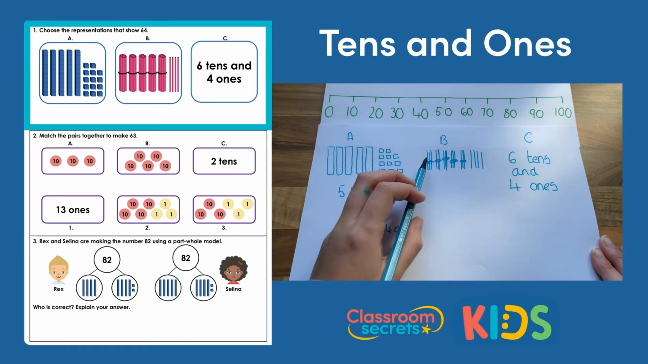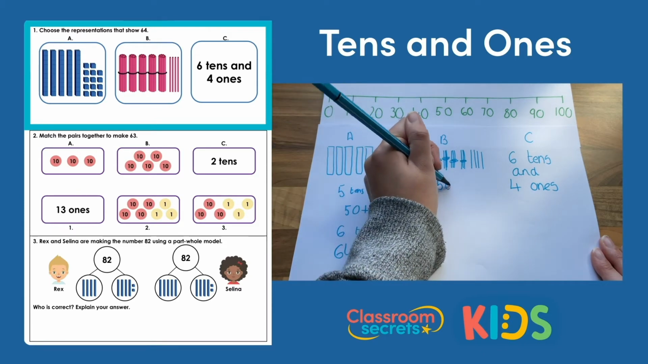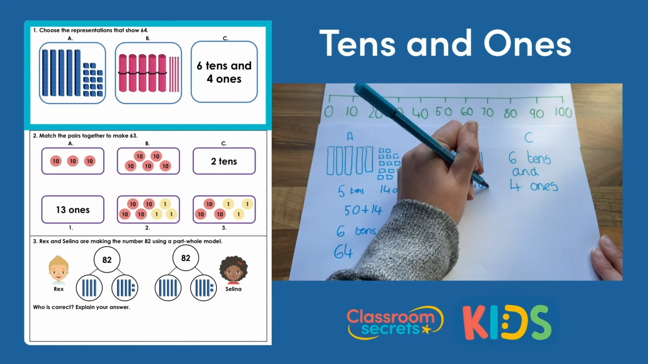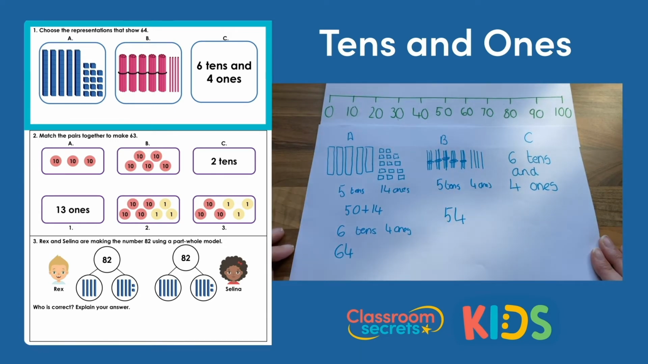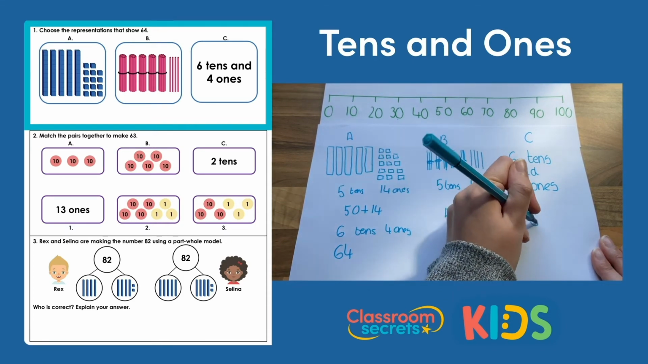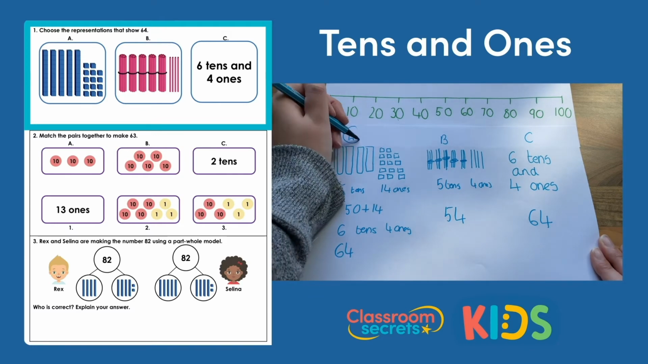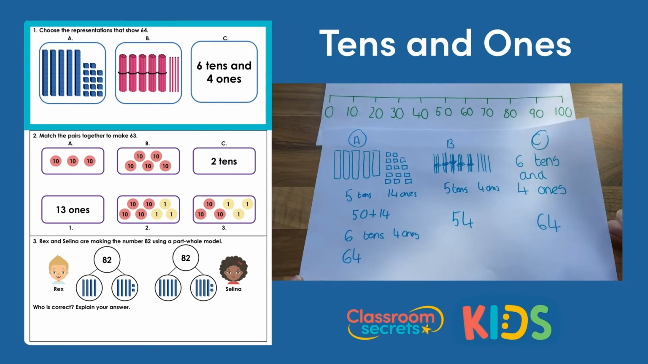Let's move on to our straws. 1, 2, 3, 4, 5 tens. And 1, 2, 3, 4 ones, which shows 50 and 4. Our straws show 54. Then we've got our 6 tens and 4 ones, 60 and 4, which shows 64. So the representations that show 64 are A and C. B is not because it shows 54 instead.